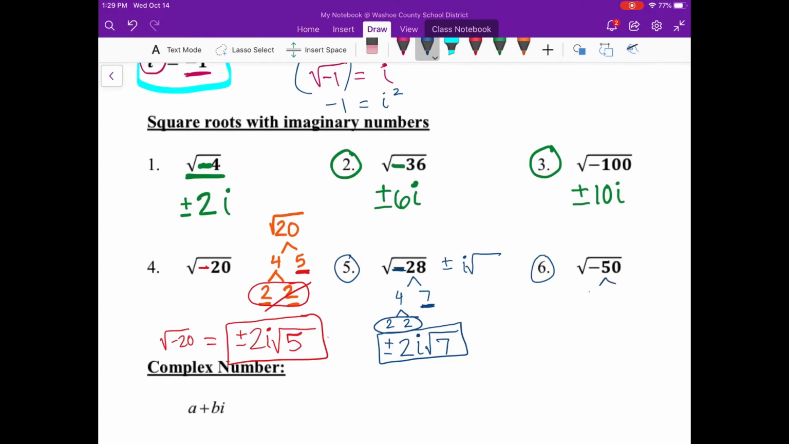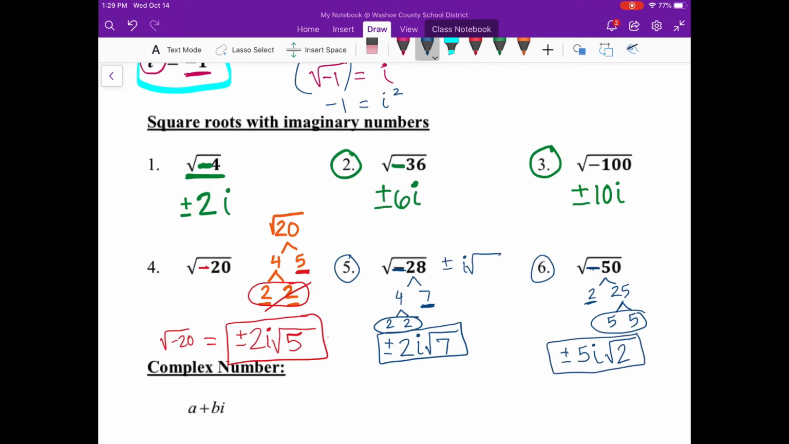For number 6, I'm going to break down 50. So that's 2 times 25. 2 is a prime number. 25 can be broken down a little bit more to 5 times 5. There is a pair of 5s, so that's going to come outside. I know there's an i involved because I'm taking the square root of a negative number. And inside the radical, we have 2 by itself.